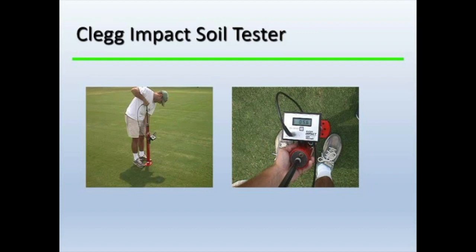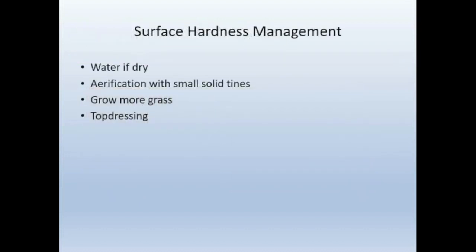So to manage hardness, we can water. If it's too dry, we can aerify quickly with small tines, grow more grass. That'll reduce our hardness. Top dressing. I'm going to go through these next ones quickly to be able to answer some questions.